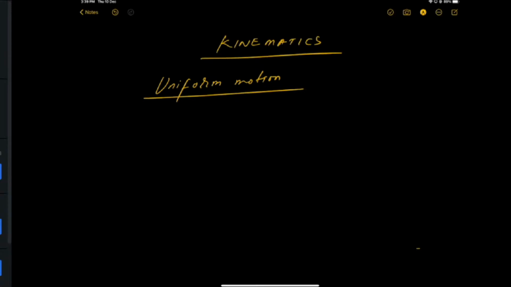Any particle can have motion either in one dimension, or in two dimensions, or in three dimensions. Now what is the best example of motion in one dimension? Any freely falling body is an example of motion in one dimension. Because if you drop something, it falls in a straight line, towards the center of earth. That is one dimensional motion.